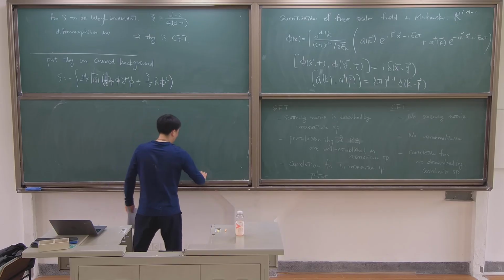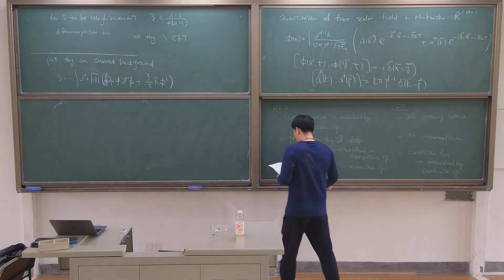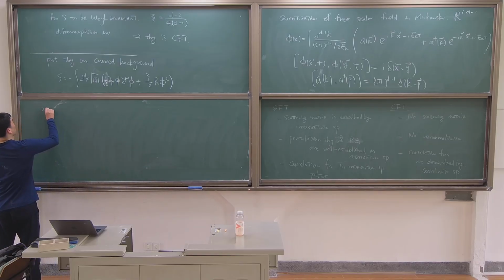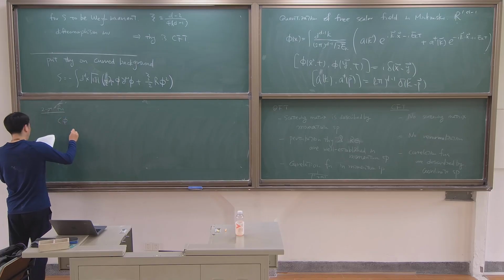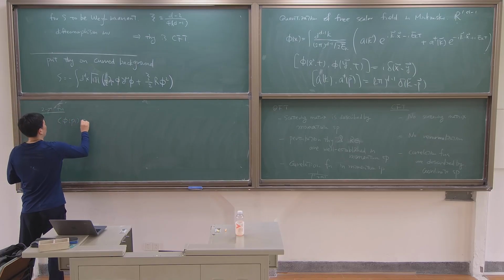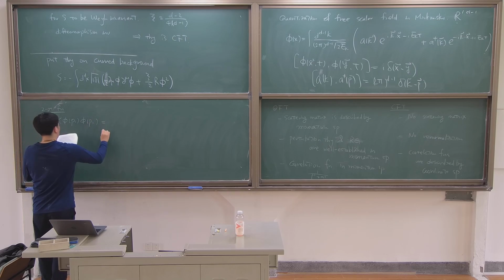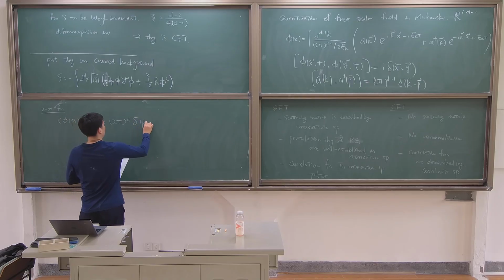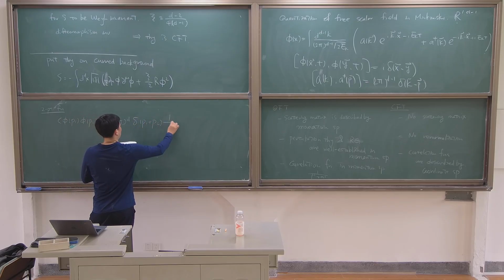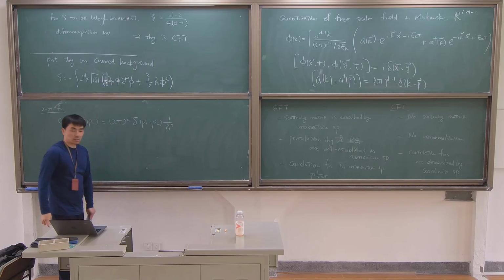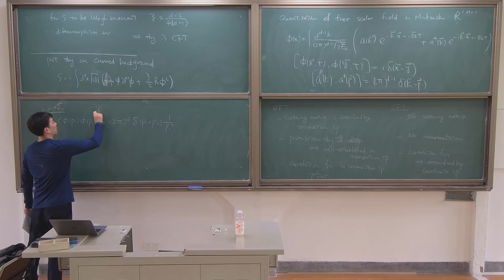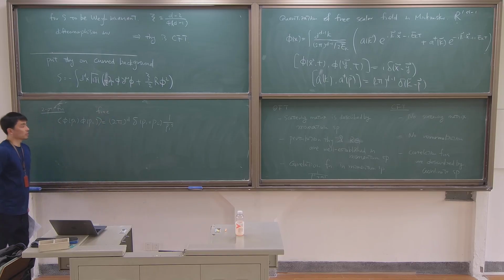So let's look at why this is the case. For instance, the two-point function. In the free theory, phi p1 phi p2 is given by 2 pi to the d delta of p1 plus p2 times 1 over p1 squared. That's very standard for the free theory.